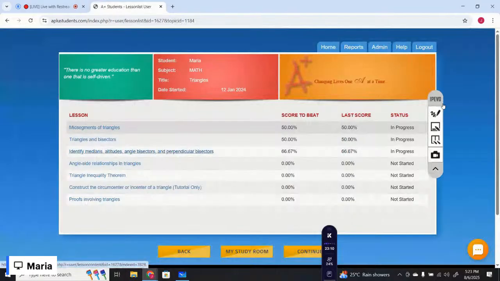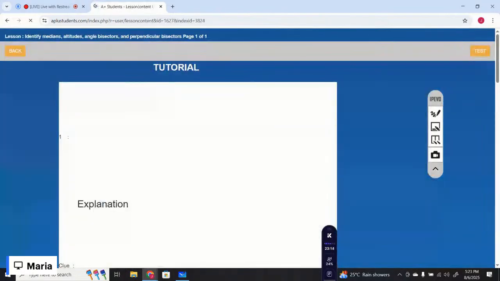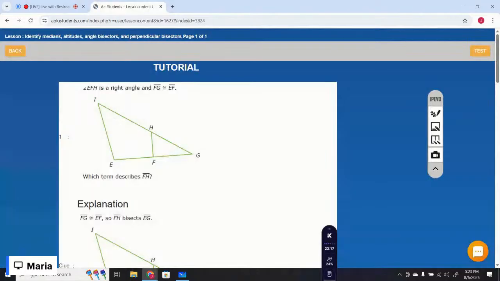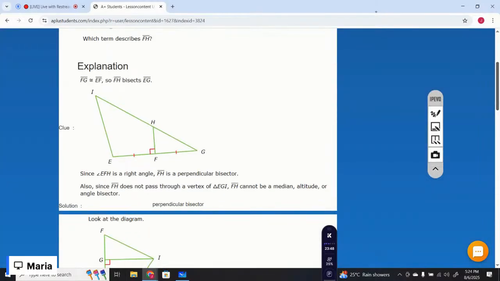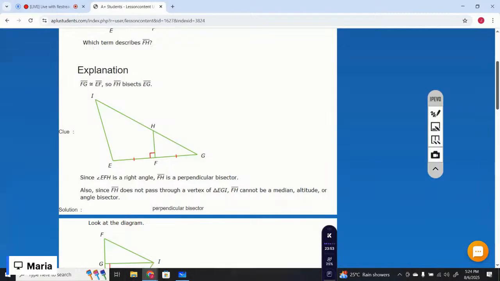Identify medians, altitudes, angle bisectors, and perpendicular bisectors. Triangle EFH is a right triangle and FG is similar to EF. Which term describes FH? FH is the perpendicular bisector. Since angle EFH is a right angle, FH is a perpendicular bisector.